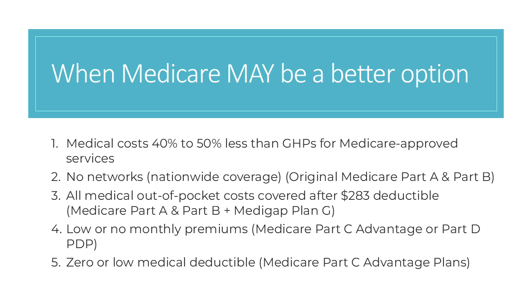Second, with Original Medicare Parts A and B, there are no networks. You get nationwide coverage. Any provider that accepts Medicare means you're covered. Third, with Original Medicare Parts A and B, plus a Medicare Supplement Plan G, all Medicare-approved out-of-pocket costs are covered at 100% after you pay a $285 annual deductible in 2026. Next, many Medicare Part C Advantage plans or Part D prescription drug plans have low or no monthly premiums. Finally, many Medicare Part C Advantage plans have low to no medical deductibles.